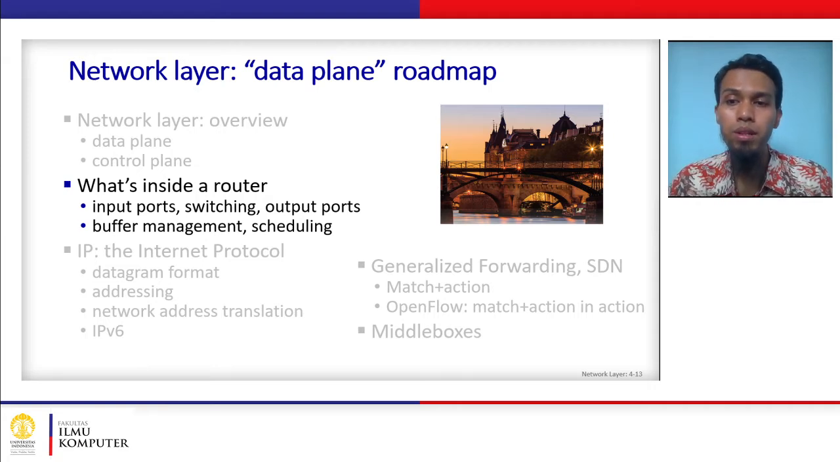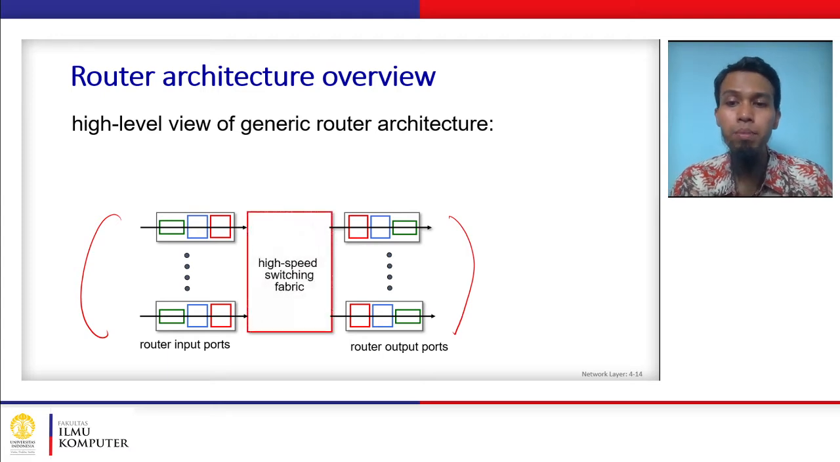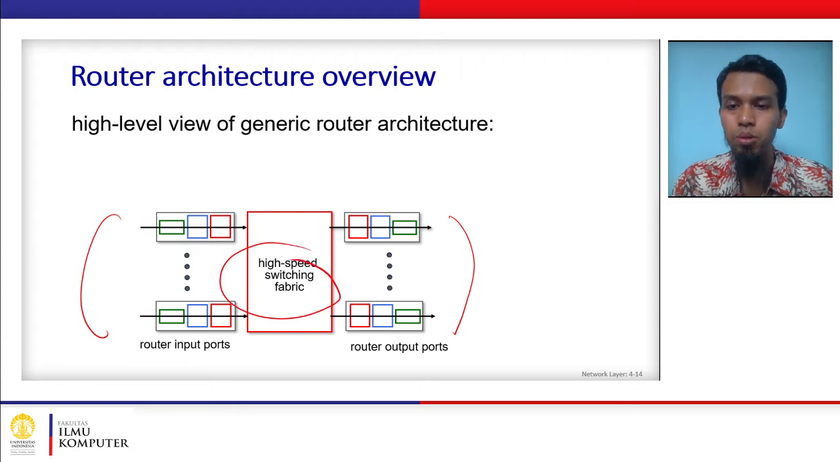We are going to continue our discussion in the network layer data plane, especially what is inside routers. First, let's have a look at the architecture overview of the routers. We have several input ports and several output ports, and in between there is a high-speed switching fabric. Basically, this is complex electronics that connects all input ports to all output ports, right?